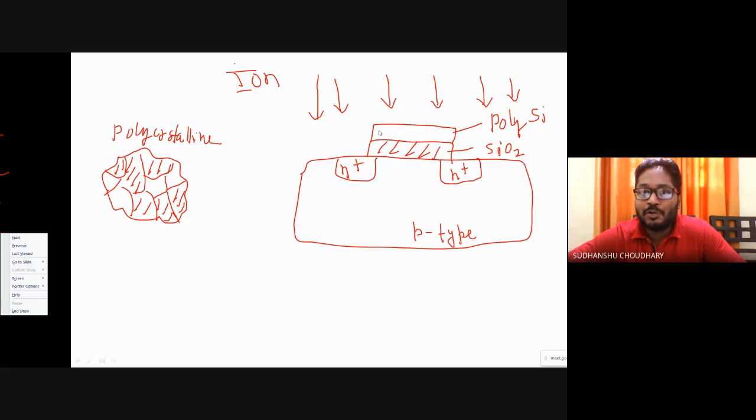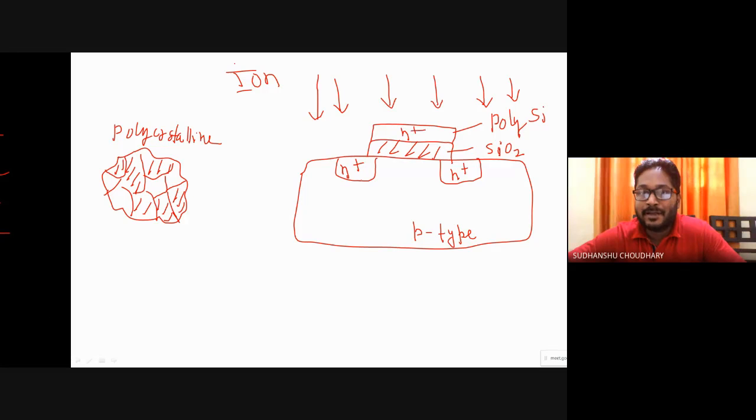So this is also doped by the same impurity. We had this polysilicon gate over here, and we are trying to create diffusion regions, source and drain diffusion regions. So during the same time, this polysilicon also gets doped. What kind of doping does that mean?